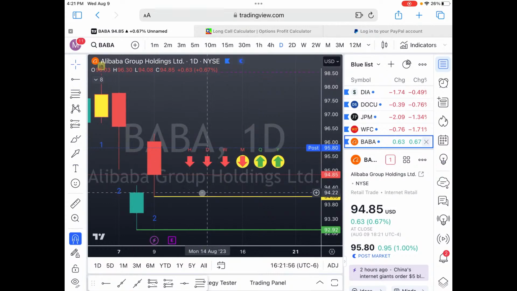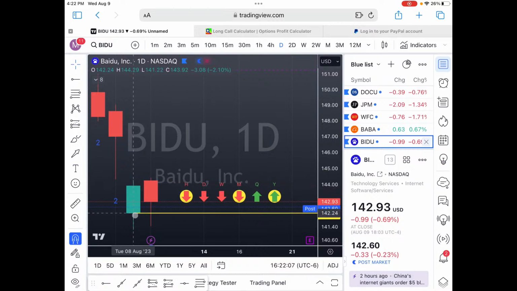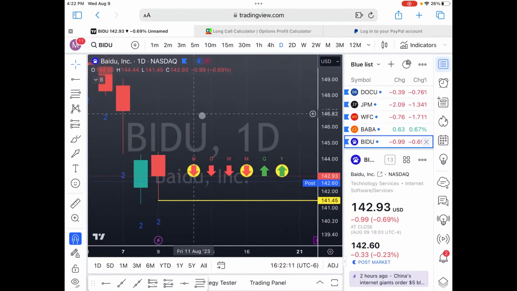Alibaba, 2-up red. We're going to look for puts on this one at 94.08. First target's marked out. BIDU, 2-up red. I don't like this one as much because it's close to a hammer candle. Less probability, but not saying that it can't continue to trend down.